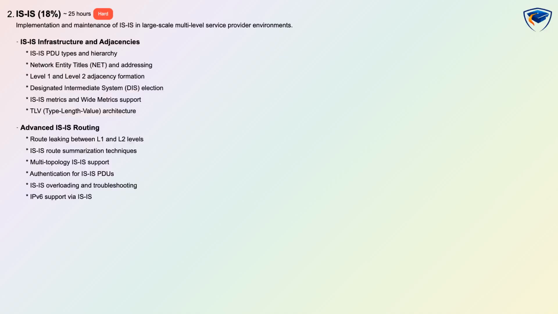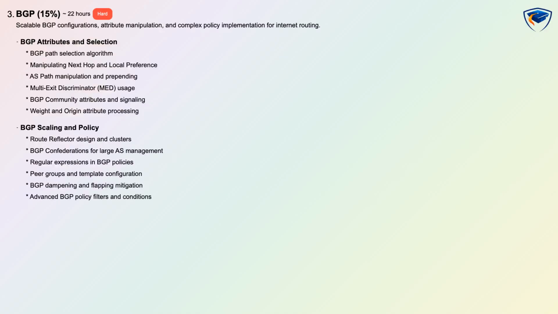PDUs and IPv6 operation. BGP is 15% and emphasizes scalable configurations, attribute manipulation, and complex policy for Internet routing. You will master the BGP path selection algorithm and learn to manipulate next hop, local preference, AS path, MED, community attributes, weight and origin. The domain also covers route reflector and confederation design, use of regular expressions in policies, peer groups and templates, and mitigation techniques such as dampening.